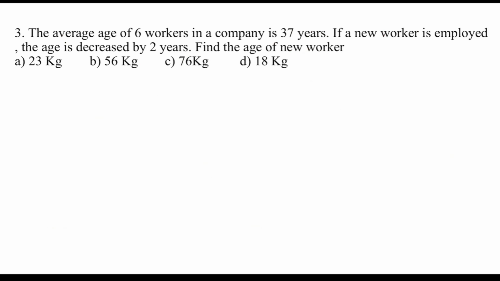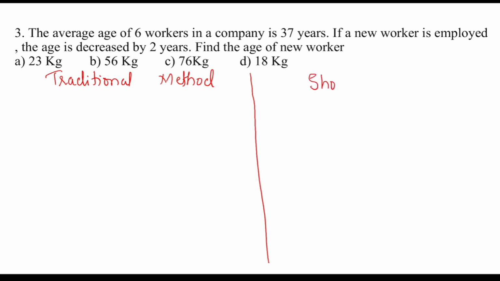the average age of 6 workers in a company is 37 years. If a new worker is employed, the average age is decreased by 2 years. Find the age of the new worker. Now we'll solve this with both methods, the traditional method and the shortcut method. Why am I doing this? Because you will understand what calculations you can cut down and save your time.